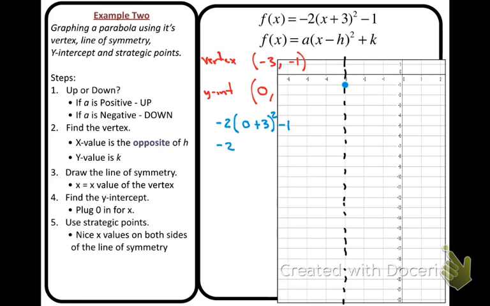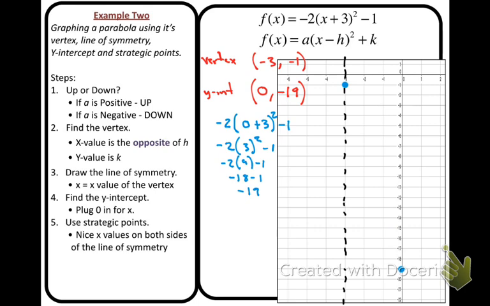So simplifying this out, 0 plus 3 is 3 squared minus 1. And you guys can skip steps if you feel confident enough to. So 3 squared is 9. So this is negative 2 times 9 minus 1. That's negative 18 minus 1. That's negative 19. So my y-intercept is at (0, -19). So 0, that's right there.